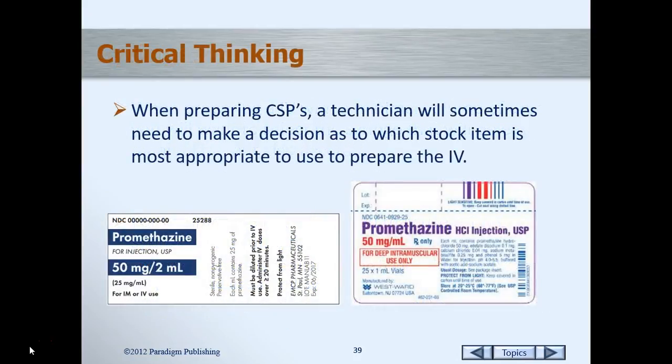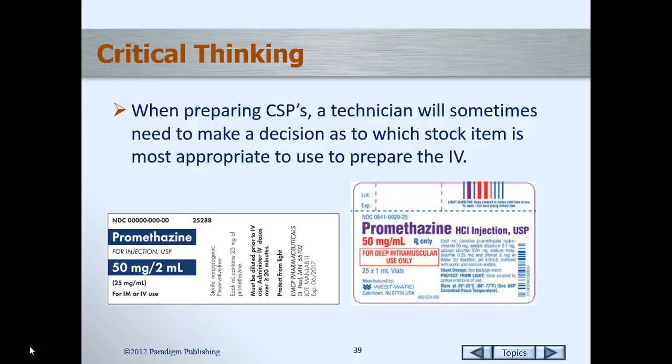Another thing is selecting your medication. So often on the shelf, you'll have multiple strengths of the same drug. So you want to pick the one that gives you easy math, but also gives you a measurable amount. Make sure that you can measure it accurately and that there's enough there that if you make a slight error, it's not amplified. So we're going to use these two labels.